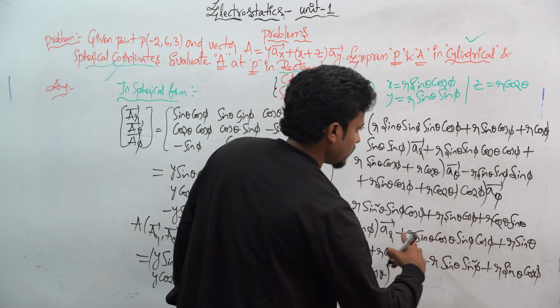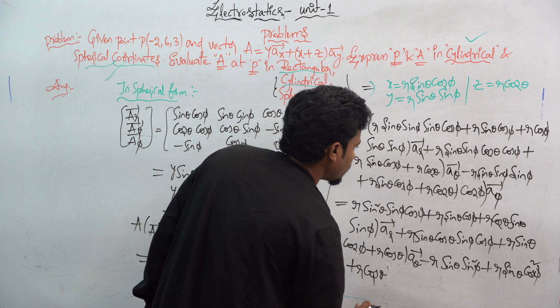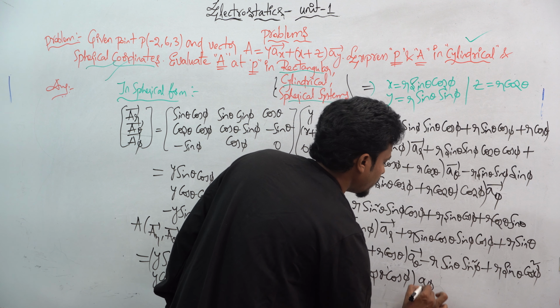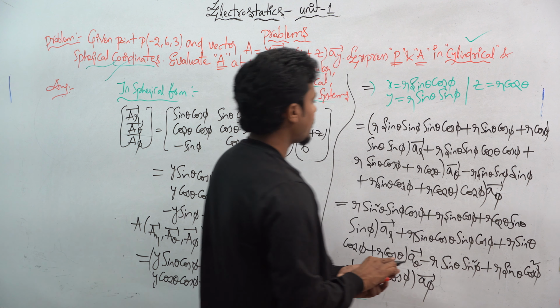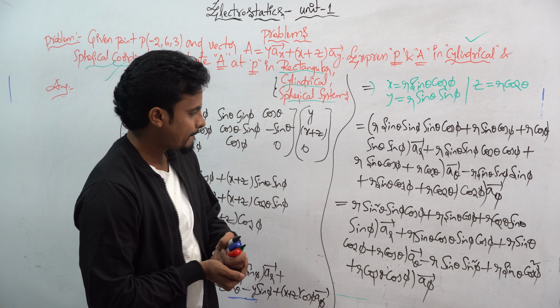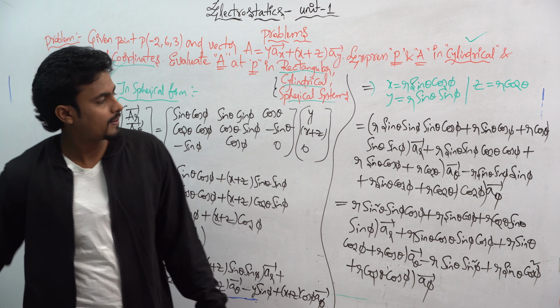So here directly multiply it. This will become cos square theta and here this will become cos theta cos phi into a_phi. Okay. Now put your r value as well as sin theta and cos phi. In this you will directly get your answer.